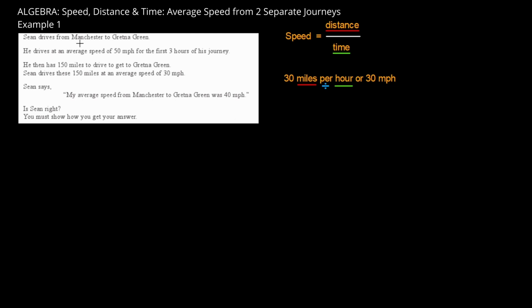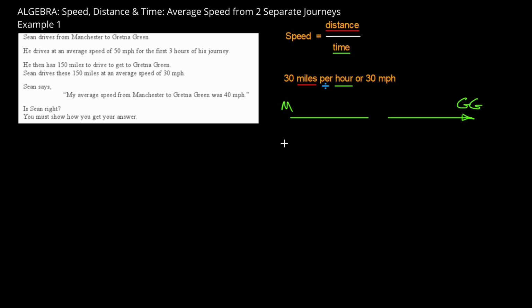We've got Sean driving from Manchester to Gretna Green. So I'm going to set that up as a very simple diagram. And now we can put the rest of the facts of the question in. He drives at an average speed of 50 miles an hour for the first 3 hours of his journey. So the journey has a break. As soon as we know there is a break, we have to use speed equals distance over time for each section of the journey separately.